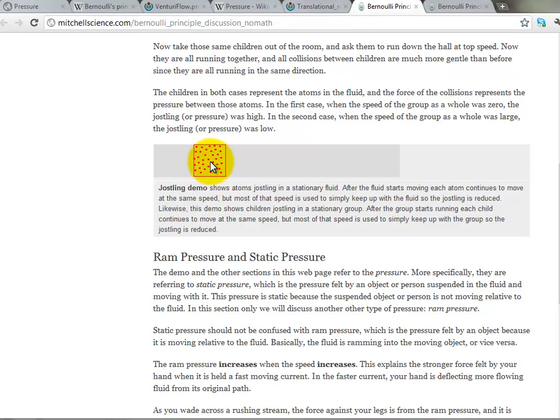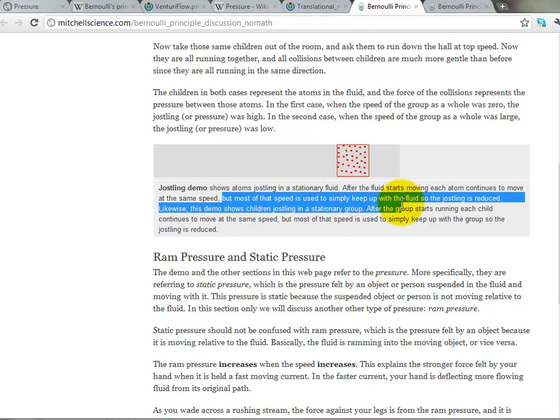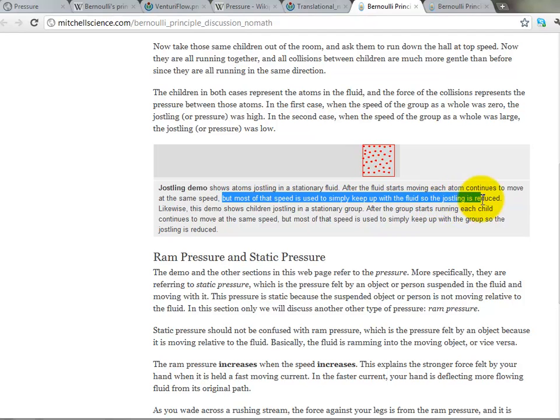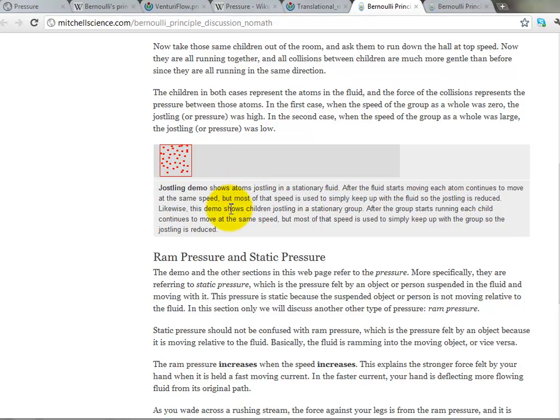As soon as they start moving, some of their velocity energy is in translation. If you look at what they say here, some of the speed is used to simply keep up with the rest of the fluid. So the jostling or the bouncing on the wall is reduced, and that's the reason why when a fluid increases in speed, the pressure on the wall decreases. This is a really important concept.